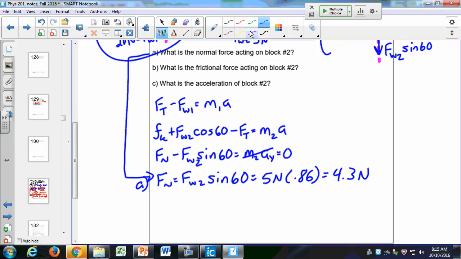And then if I want to know the kinetic frictional force, how can I find it? Well, I know the normal force. What else do I need to find the kinetic frictional force? Not the tension. Now you're thinking in a good way, but I can find it in a different way. If I know my normal force, what else do I need? I need to know mu k. And then that'll tell me the actual value for the kinetic frictional force.